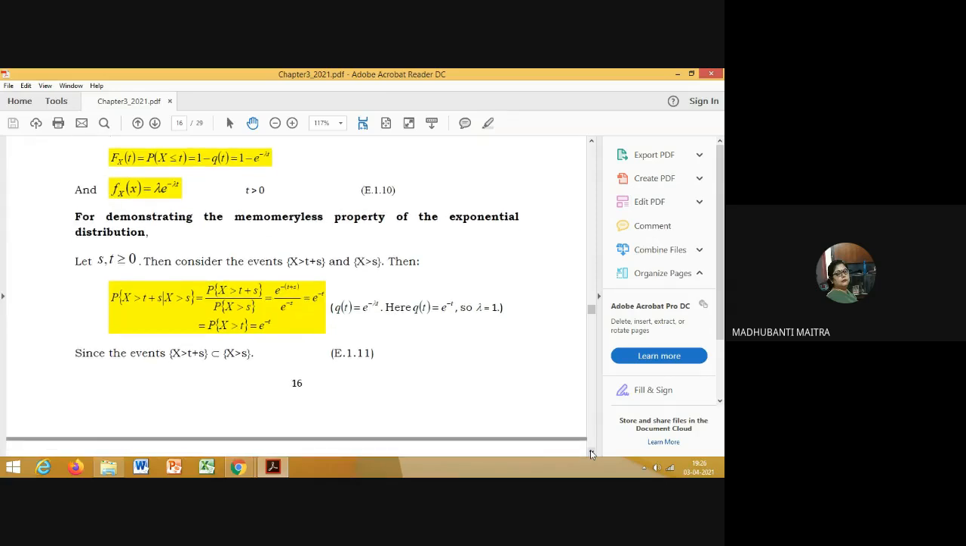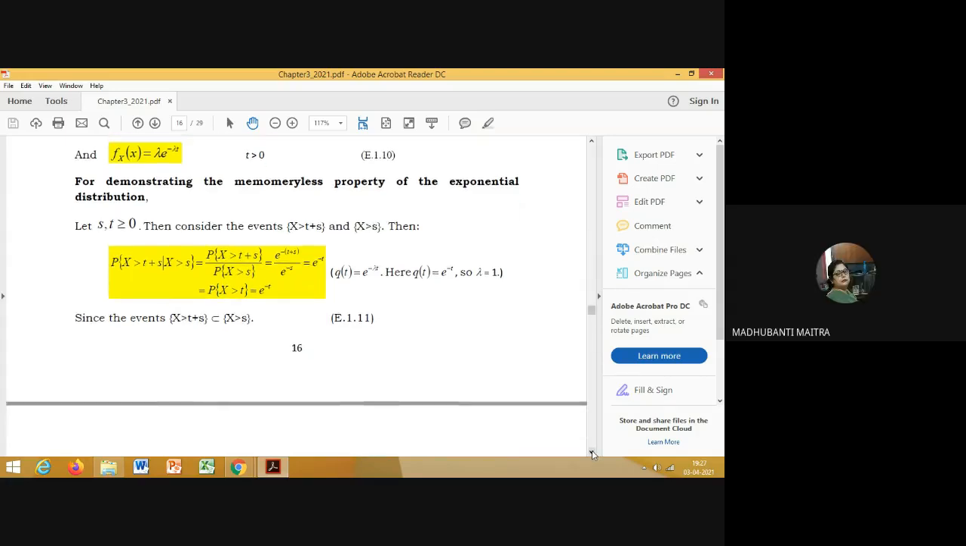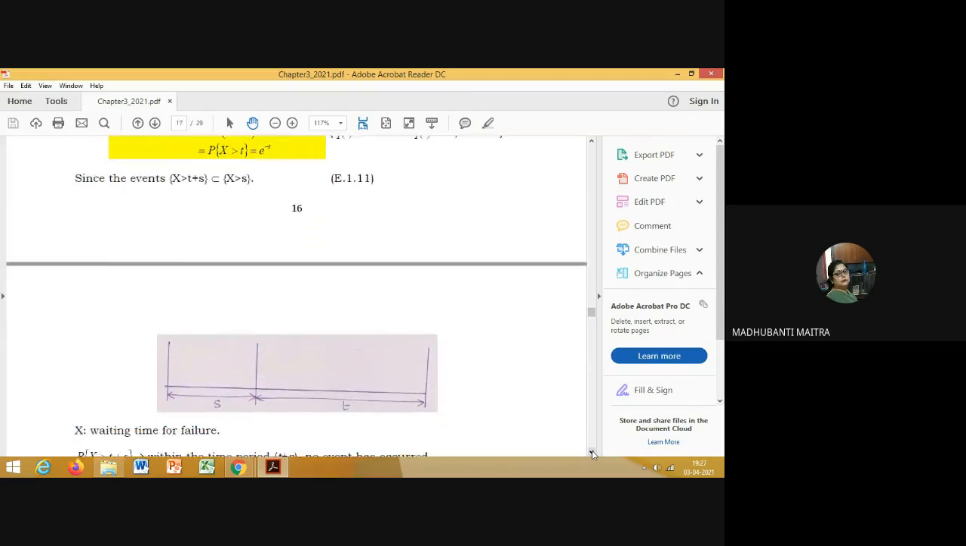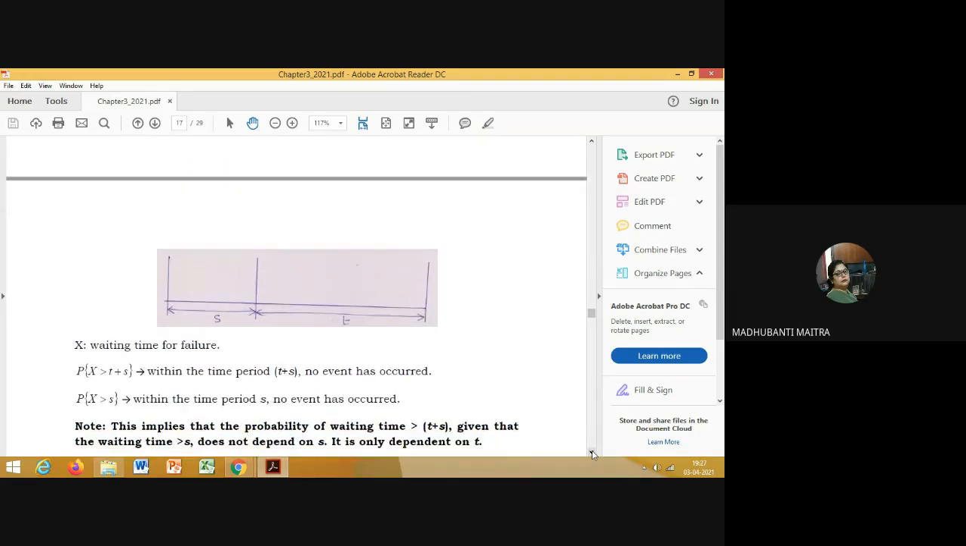Have you understood this? Have you understood why this one is going to be a subset of this set? Yes, ma'am. Fine. So these are the two intervals.